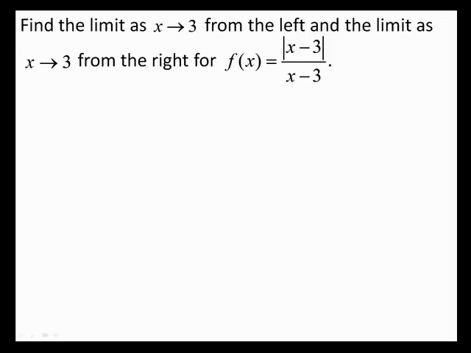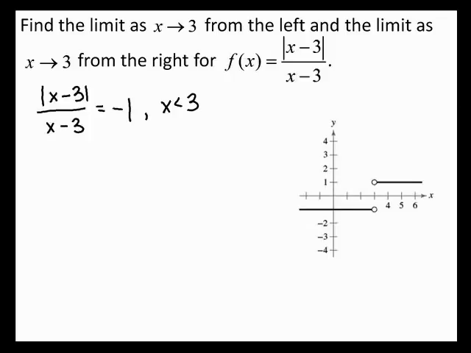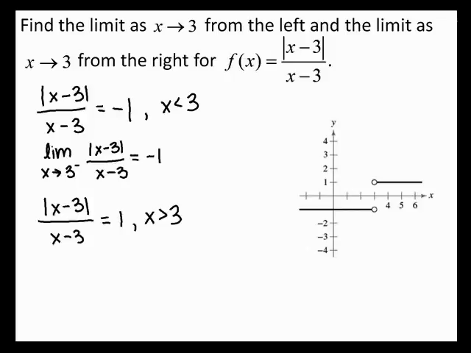Find the limit as x approaches 3 from the left and the limit as x approaches 3 from the right, for f of x equals the absolute value of x minus 3 divided by x minus 3. From the graph, you can see that f of x equals -1 for all values x less than 3, so the limit from the left is -1. Because f of x equals 1 for all values of x greater than 3, the limit from the right is 1.